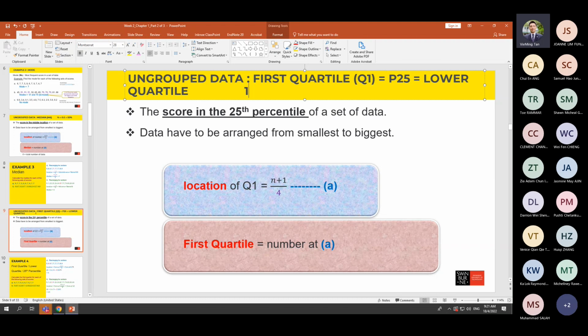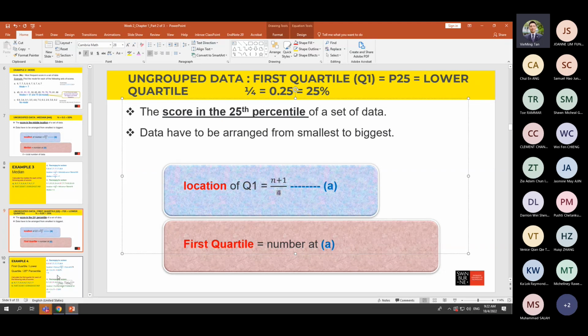25% is 1 over 4. If you don't believe, you can check. 1 over 4, if you simplify, is equal to 0.25, right? So if you convert to percentage, it is 25%. That's why we use 4 as a denominator when we want to identify the location of Q1. Just now for median we used divided by 2, so for Q1 we use divided by 4. Once you identify the location, then you can calculate the first quartile value.